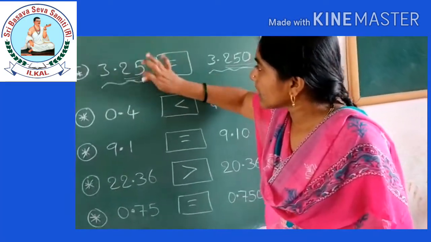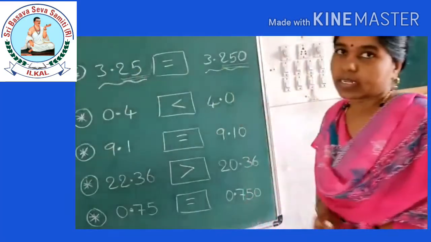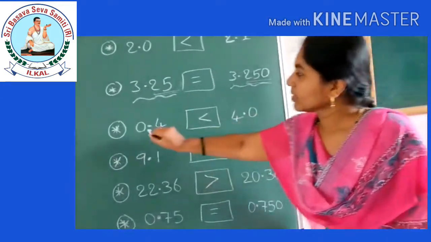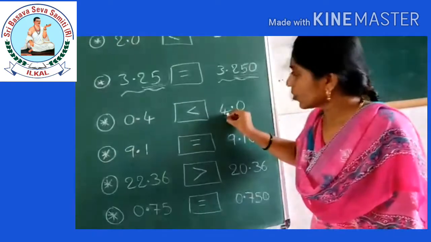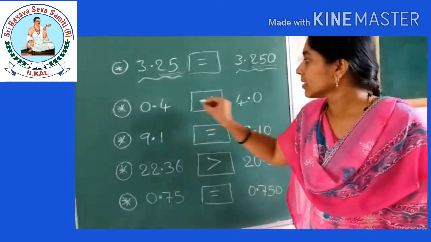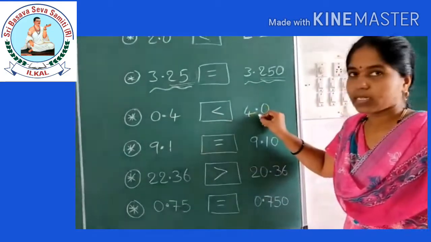If I remove it, it is also equal. Then 0.4 and 4.0. Here the whole number is 0, here it is 4. Is 0 bigger or is 4 bigger? You can compare directly. Then 0.4 will be less than 4.0.